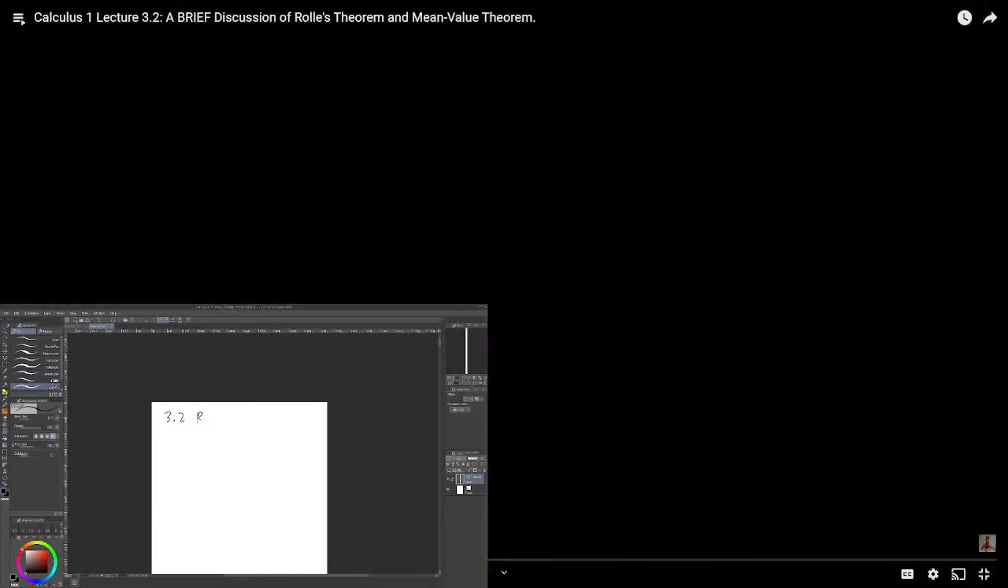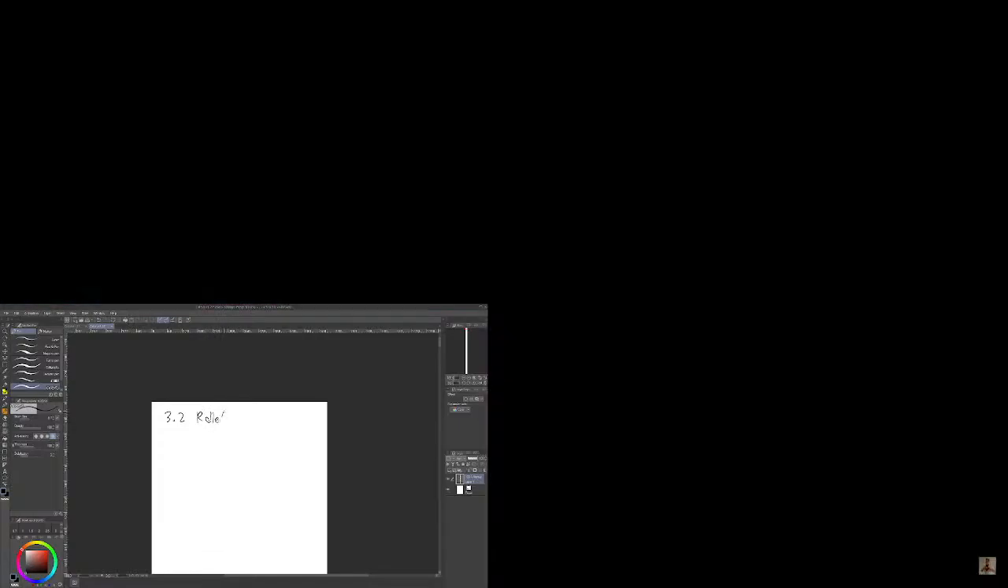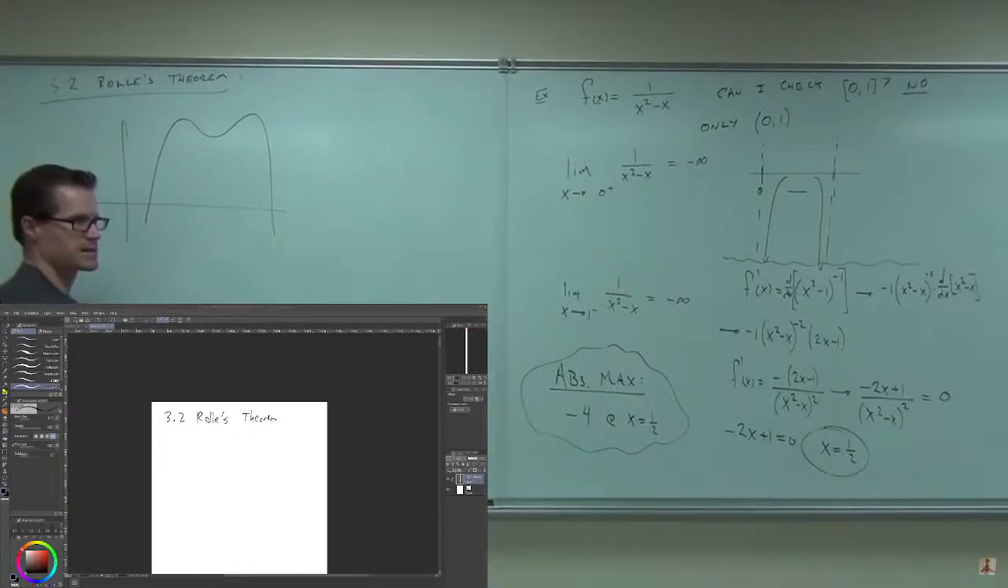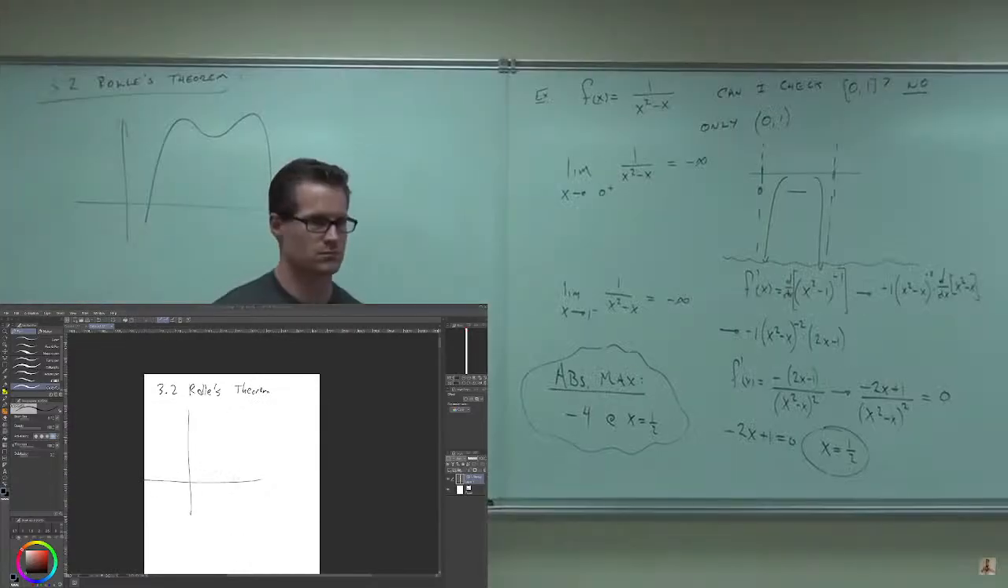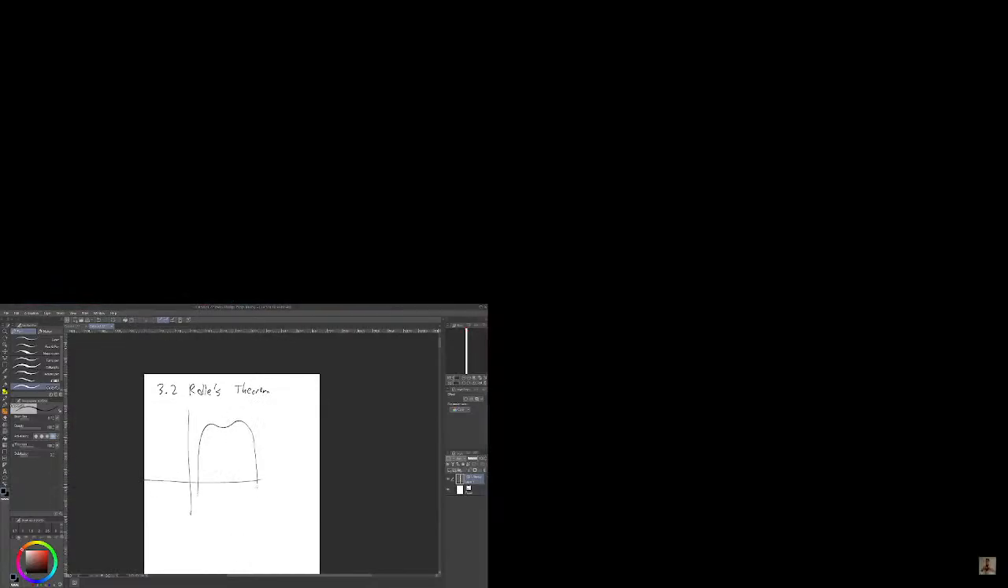Rolle's theorem says, if your function crosses the x-axis and then crosses the x-axis again, so like that, and it's continuous between those points.